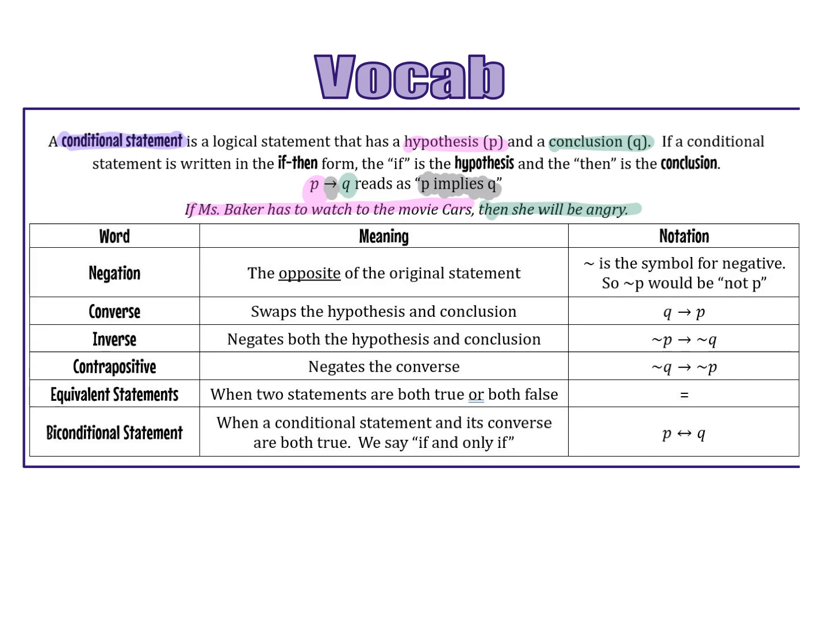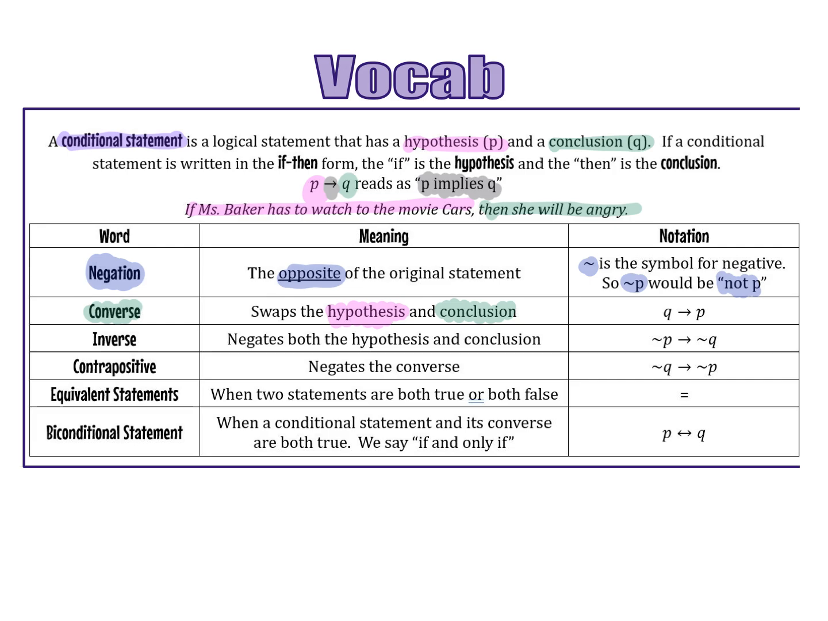The next word we're going to talk about is negation. The negation is just the negative of a statement, or the opposite of an original statement. The symbol that we use is this little squiggle, so you would see it written like this, which would be read out loud as not P. The converse simply switches the hypothesis and the conclusion. So if we look at the statement above talking about Miss Baker and the movie Cars, the converse of that statement would be, if Miss Baker is angry, then she has to watch the movie Cars.